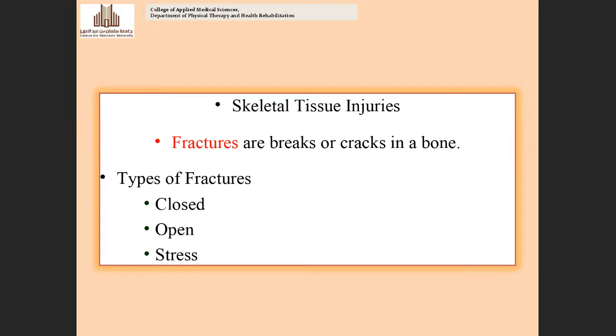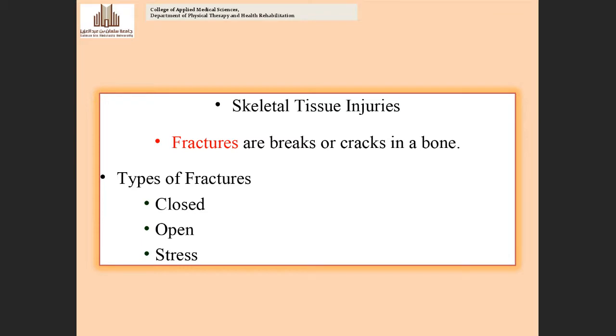So we have discussed soft tissue injuries, including catastrophic injuries, ligament sprains, muscle strains, and other types of injuries, and also contusions and ecchymosis. Now the hard tissue injuries, that is, skeletal tissue injuries, the fractures. If there is an injury to the bone, we say it is a fracture. Any lack of continuity in the bone is known as a fracture.